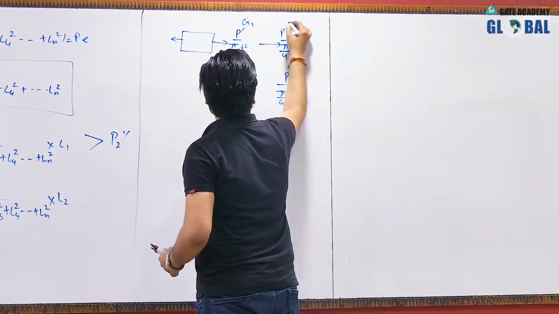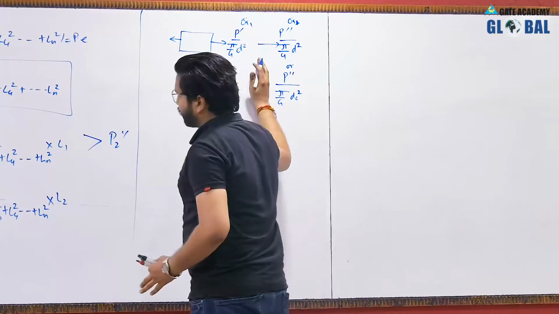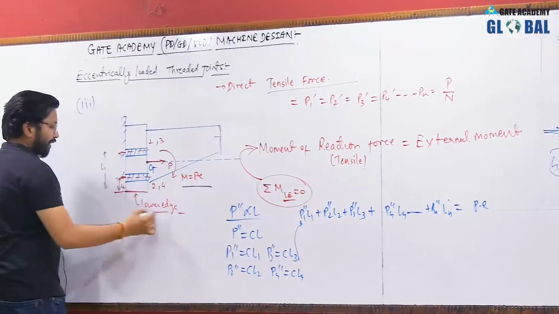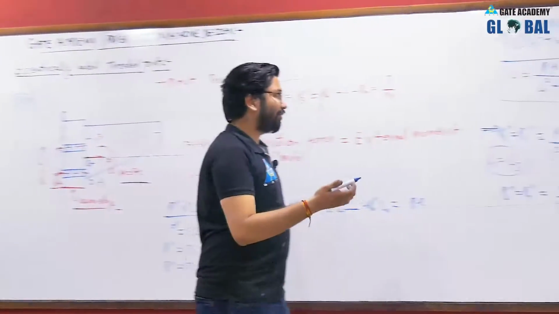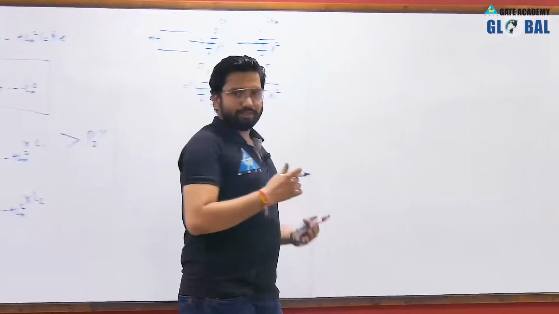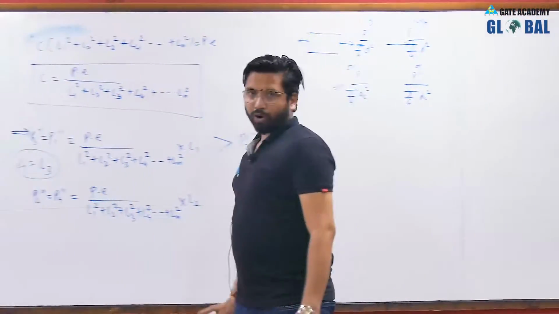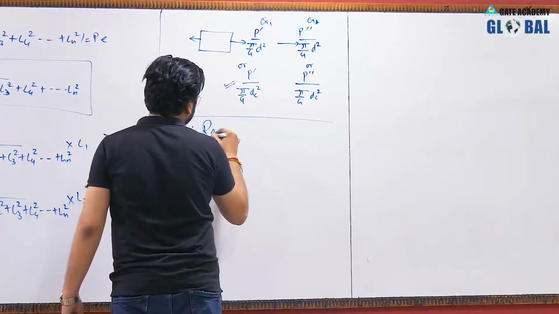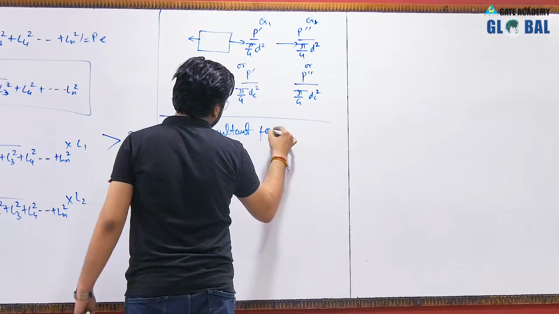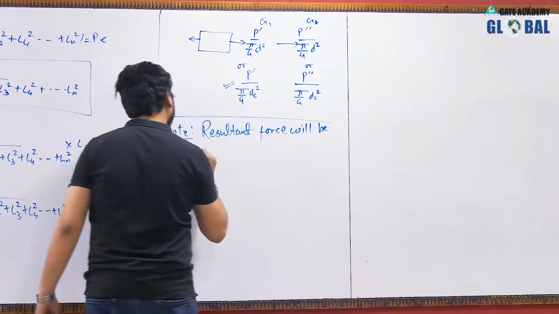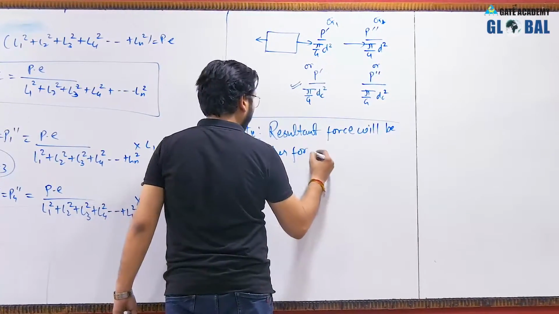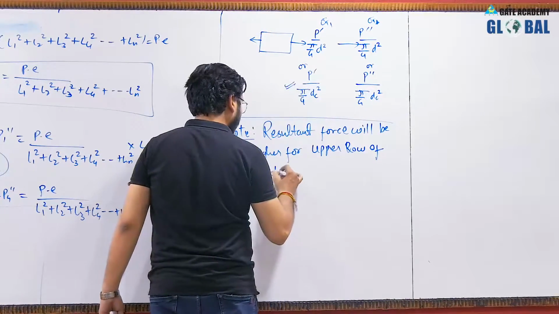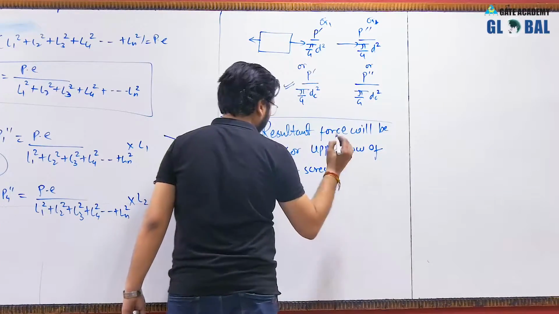So let us say this is sigma T1, this is sigma T2, this is for the first bolt. And the first bolt, that is the bolt which is at a higher distance with respect to the lower edge, will have the higher value of secondary tensile force. Hence the resultant force will be high for the upper row of the bolts. So note it down: the resultant force will be higher for the upper row of bolts or screws.